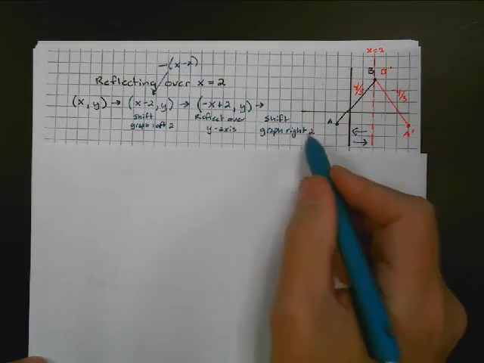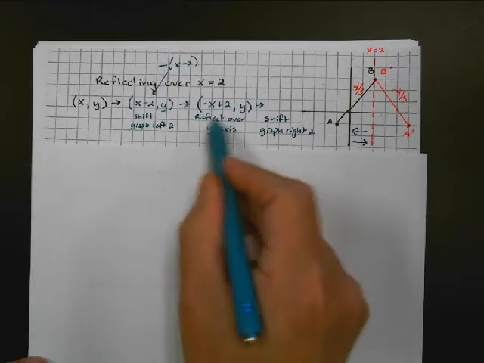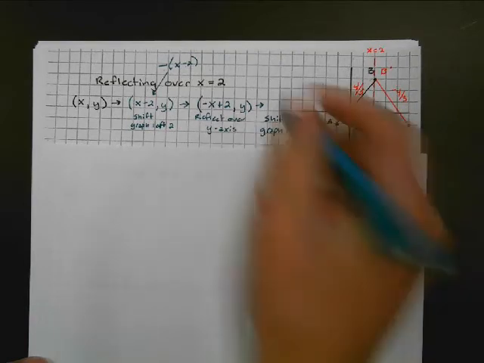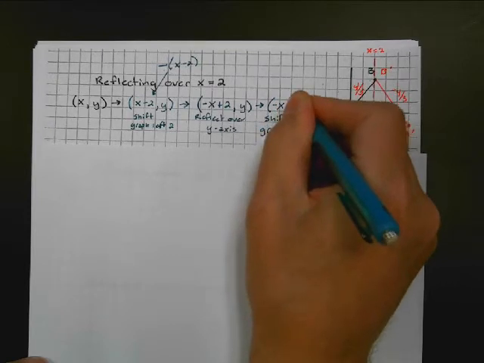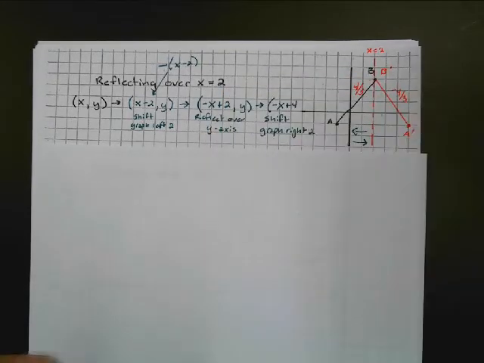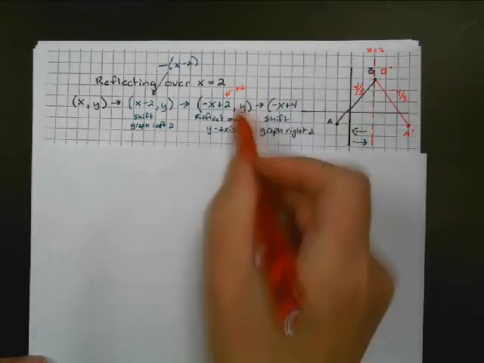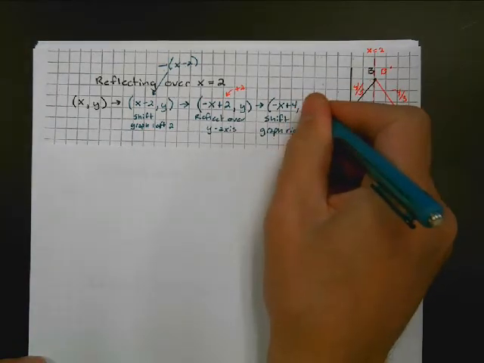So if I shift the graph right 2, that means I'm adding 2 to the x, because going right on a translation adds 2 to the right. So this would be negative x plus 4, because I'm adding 2 to this one right there. Let's see, I'm just going plus 2. So 2 plus 2 is 4. And then the y does not change.